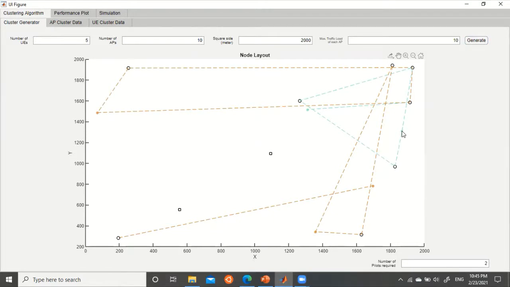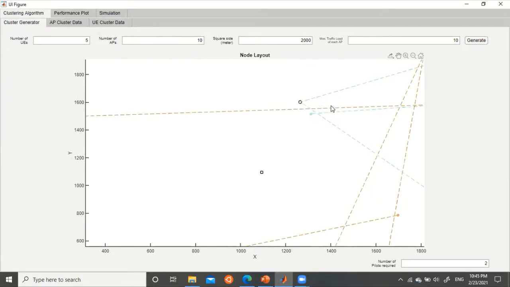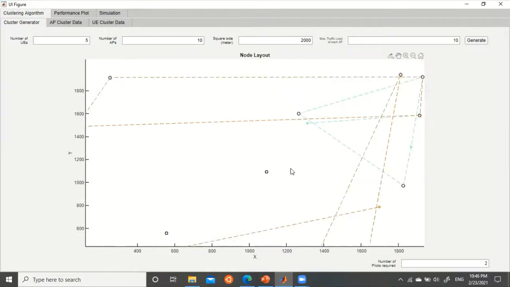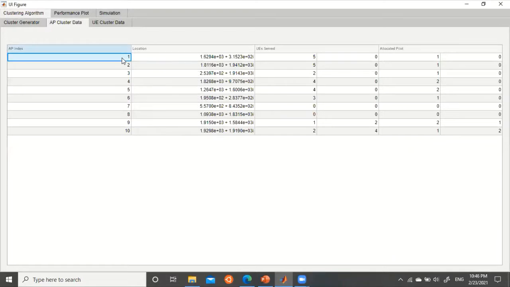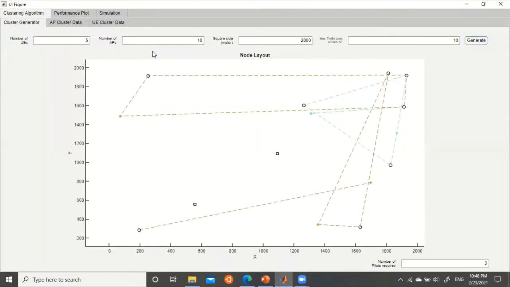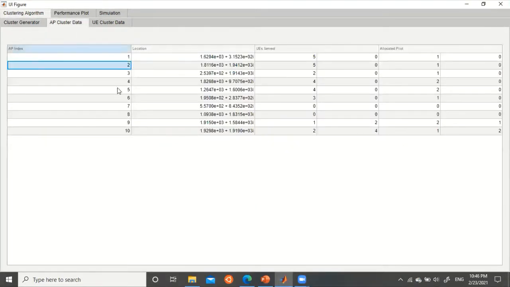So here the star represents the UE, the circle represents AP that is serving UEs, and square represents the AP that doesn't serve any UE. And we can also see the AP clustering data. We could see AP1 is serving UE5, and it's located in this X and Y axis. And we can see also the pilot, which is allocated to UEs. We have 10 APs here, and so we have 10 AP data.